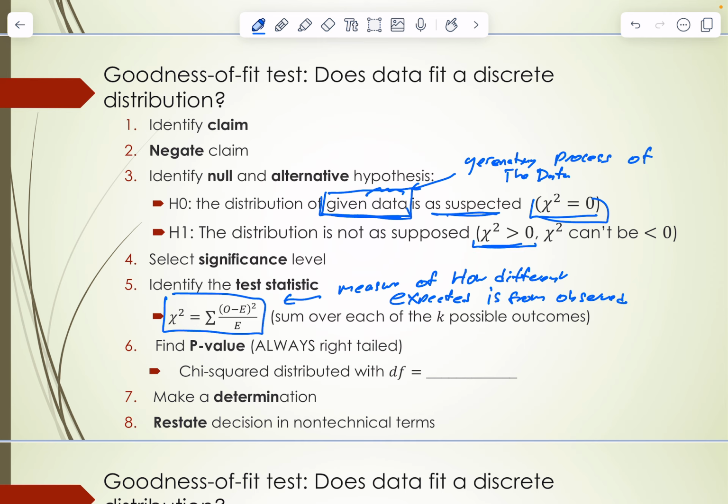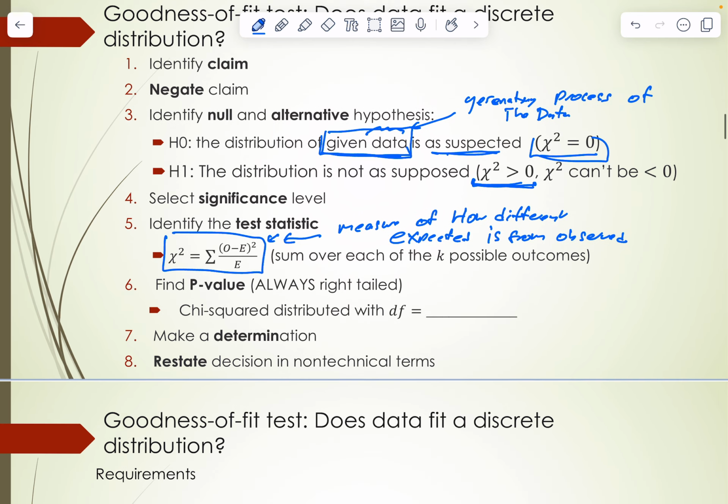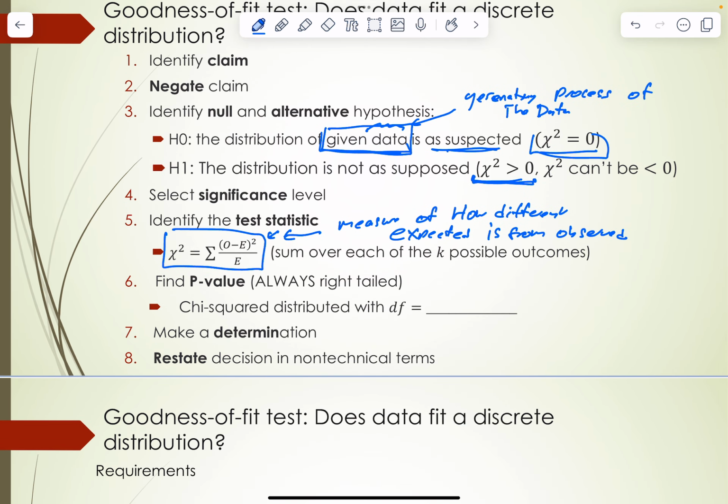The alternative is going to be chi-squared is greater than 0. Notice that chi-squared will never be negative. So we don't need to entertain that possibility. And so the opposite truly is just that chi-squared is greater than 0. Step 4, as usual, select significance level. Step 5, identify test statistic. Well, what is the test statistic? It's given to you. It's this chi-squared test statistic. And we'll go over how that is to be calculated in the example.